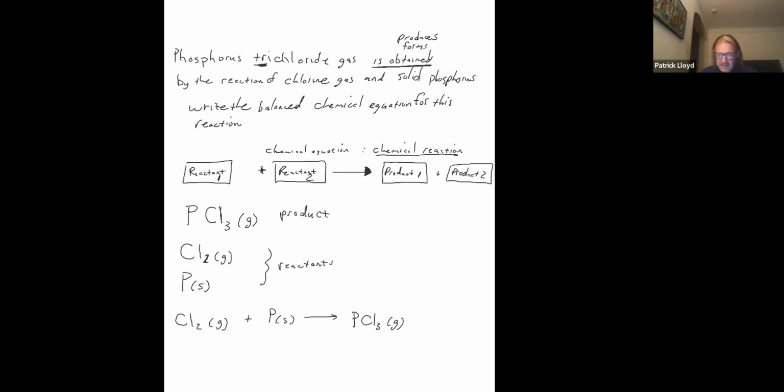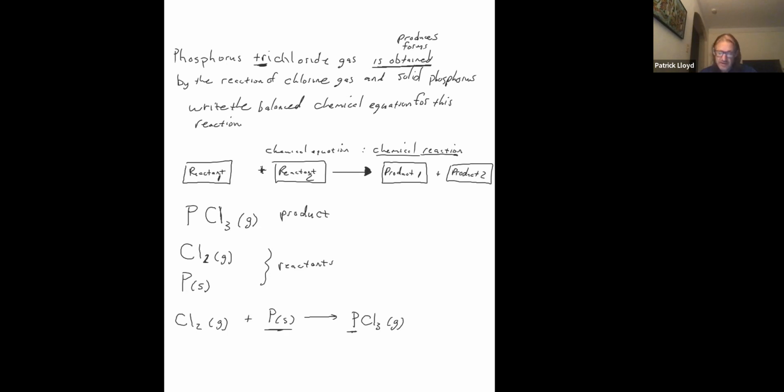The balancing is relatively simple. The balancing means that we have to have the same number of atoms of each element on both sides. So let's start with the phosphorus. Why am I starting with phosphorus? It's the easiest one. There's one phosphorus on both sides, right? So we would say that it's balanced. If you have one on the left side and one on the right side, that's balanced.